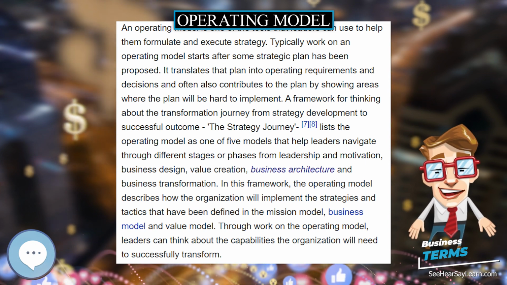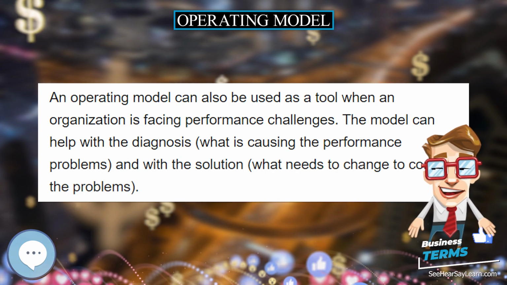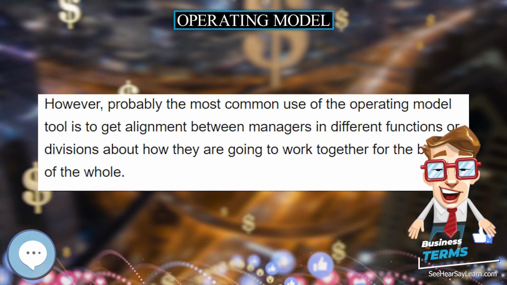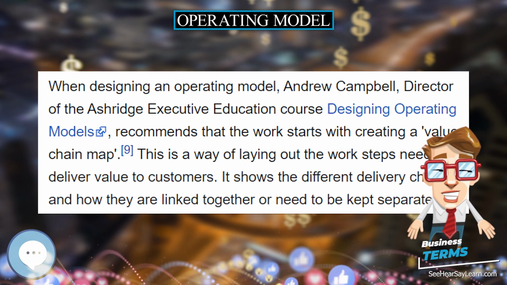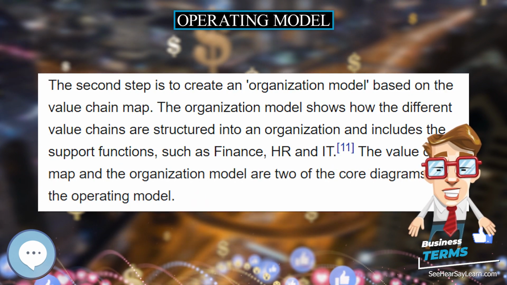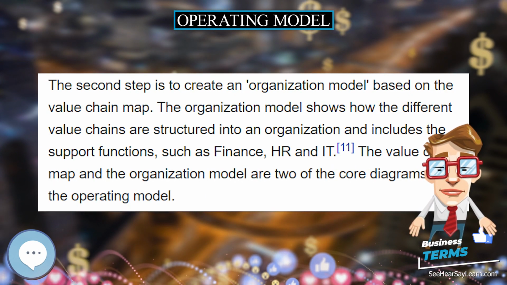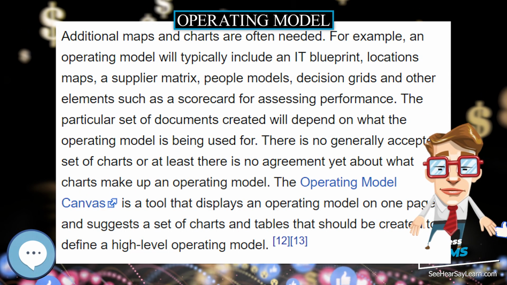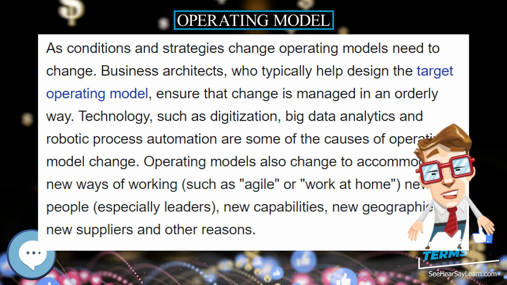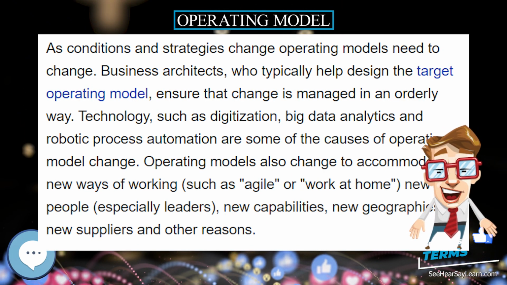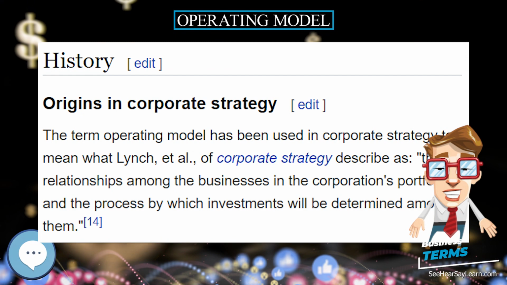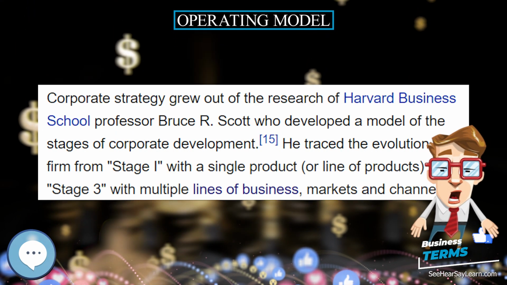A framework for thinking about the transformation journey from strategy development to successful outcome. The strategy journey lists the operating model as one of 5 models that help leaders navigate through different stages or phases: leadership and motivation, business design, value creation, business architecture, and business transformation. In this framework, the operating model describes how the organization will implement the strategies and tactics that have been defined in the mission model, business model, and value model. Through work on the operating model, leaders can think about the capabilities the organization will need to successfully transform.